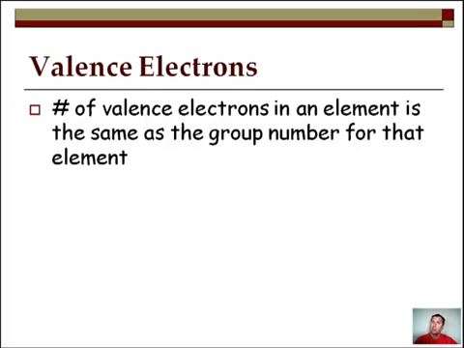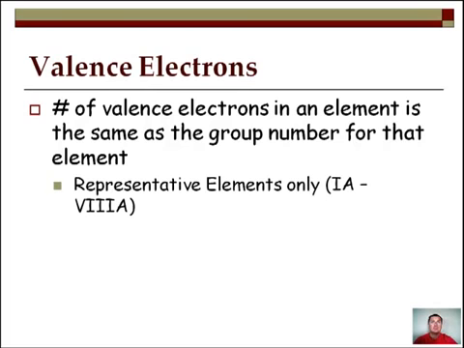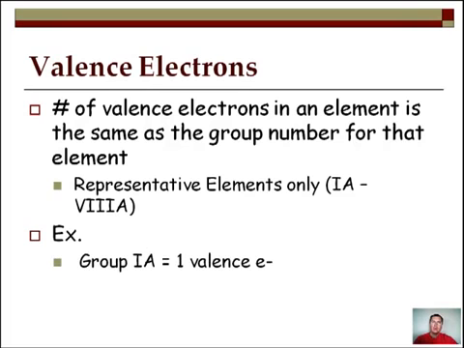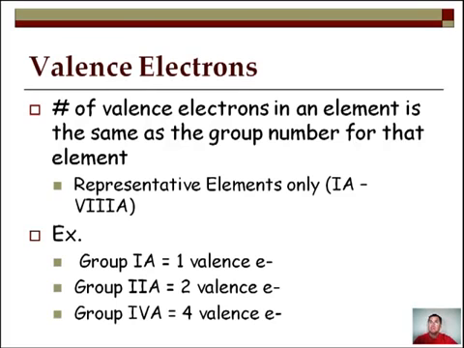Okay, if we're talking our representative elements, that's the 1A, 2A, all the way up to 8A. The group number that it's in tells you how many valence electrons. So, for example, Group 1A has one valence electron, that's hydrogen. If we go over to group 2A, that column is going to have 2. 4A is going to have 4. 5A is going to have 5. 8A is going to have 8.